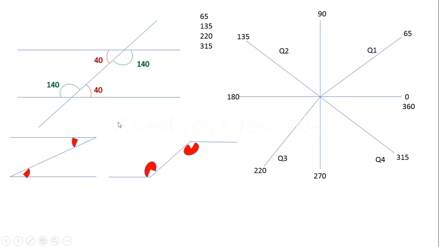Now the third similarity is that vertical angles are equal. Vertical means the opposite angles. Here if it is 40, this angle is also 40, and if it is 140, the vertical angle will be 140. The opposite angles, the vertical angles, are always equal, congruent. So if this is 40, this is also 40, this is 140, this is also 140. Whatever the angle is, the vertical angles will always be equal.